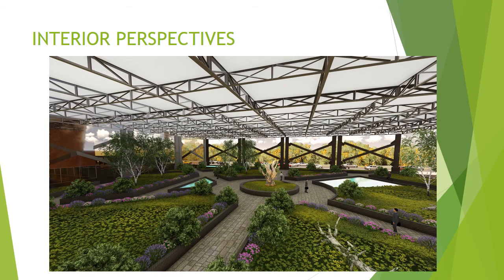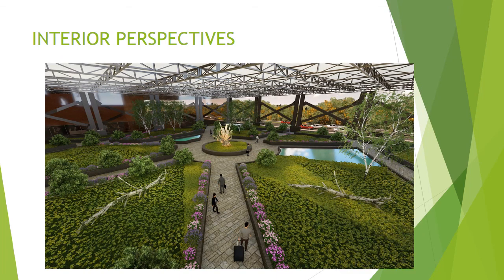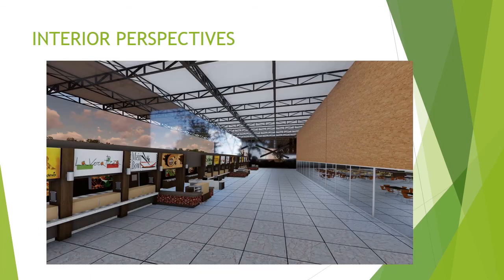This view shows the garden at the second floor of the terminal building, which also highlights the space frame, which can be hooked up with industrial lights exclusive for the plants. So these are the food kiosks near the gate lounge wherein the passengers may dine while waiting for their respective flights.